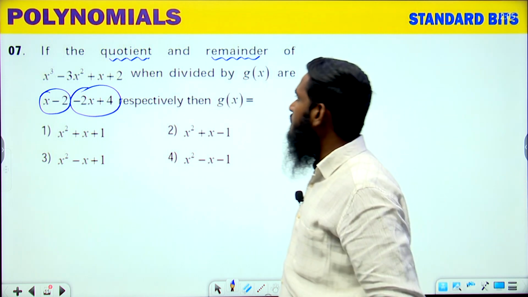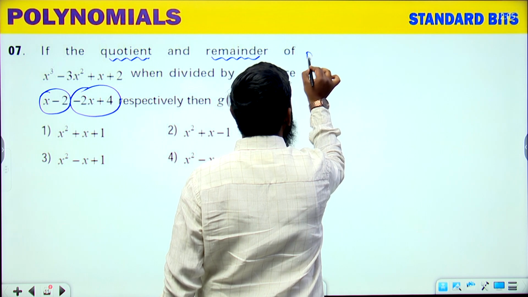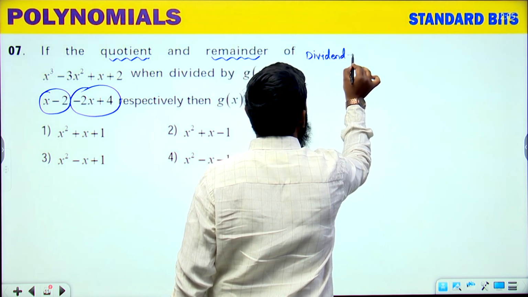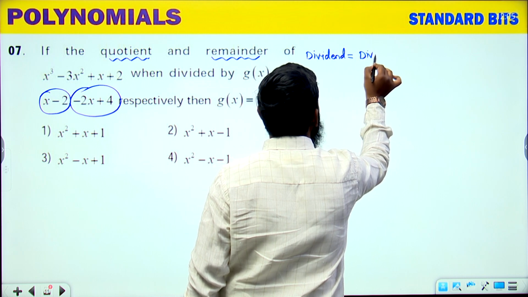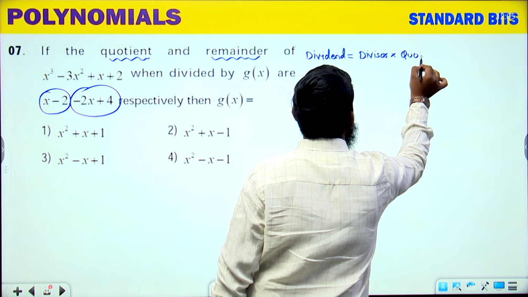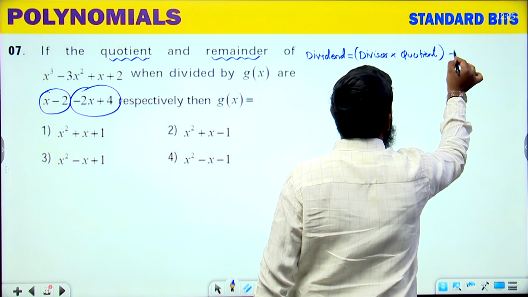Now listen carefully. Already I have told you one formula. We have the formula: dividend is equal to divisor into quotient plus remainder.